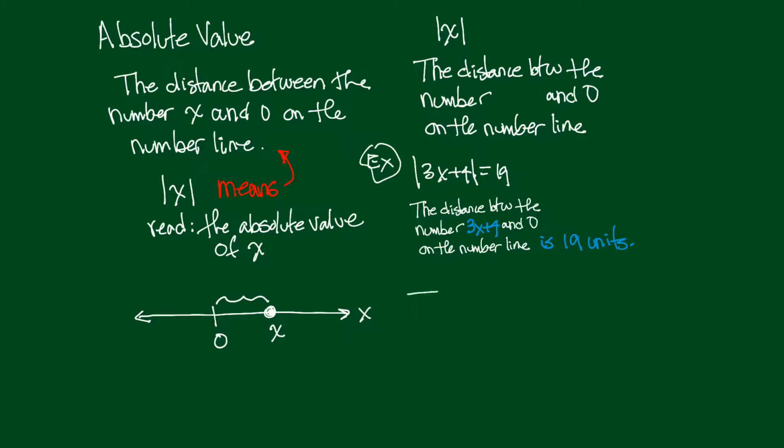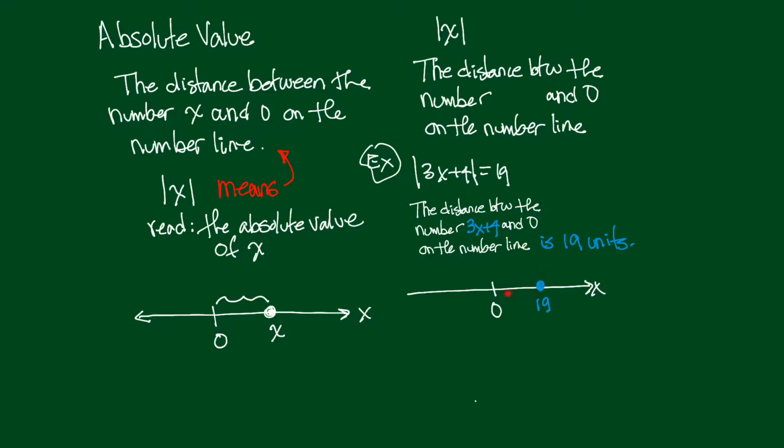Now draw a picture. Here's 0. The number line is x. Now, where is this number here? According to our sentence, that number, 3x plus 4, is 19 units away from 0. That 19 units could be out here to the right. If I go out to the right 19 units, I'm out here at 19. So I'm saying that 3x plus 4 could be here.